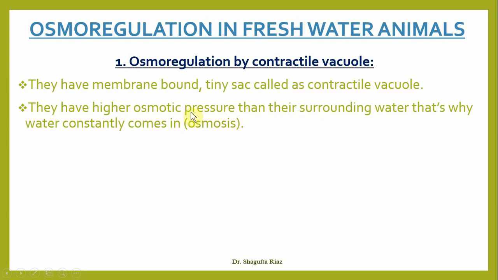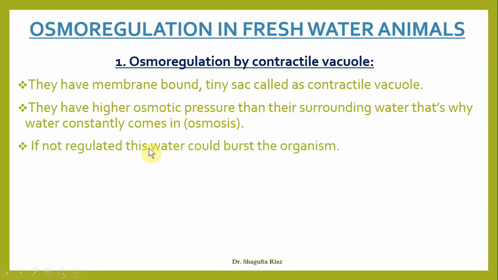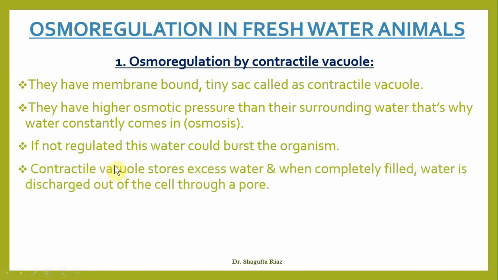As the water outside the body of the amoeba has less concentration, and the internal environment has a higher concentration, that's why the water comes inside the body of these unicellular organisms. And if it is not regulated, then what happens? This water can burst their body, or this unicellular organism, right? So the contractile vacuole stores excess water which comes into their body, and when completely filled, they discharge it out of the cell through a pore.